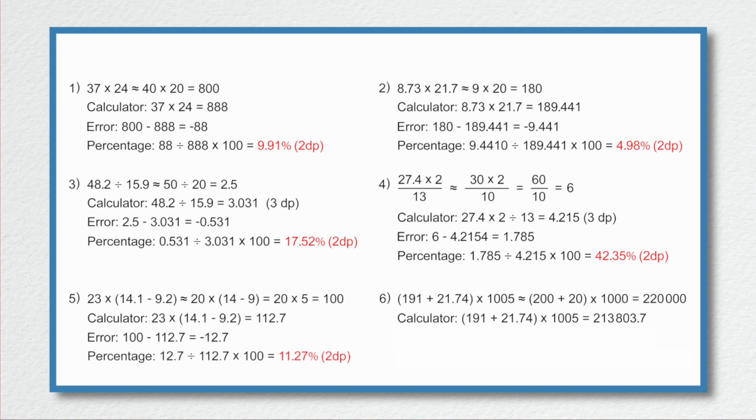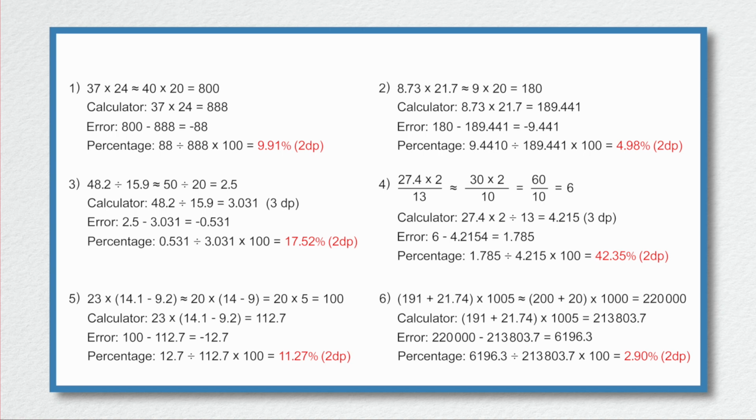And finally, for question 6, we got an error of 6,196.3, which seems like quite a huge error. But when you work that error out as a percentage of the actual calculation, we ended up with a percentage of 2.90 to 2 decimal places, which would suggest that when comparing the errors to the actual answers as a percentage, question 6 provided the better estimate.